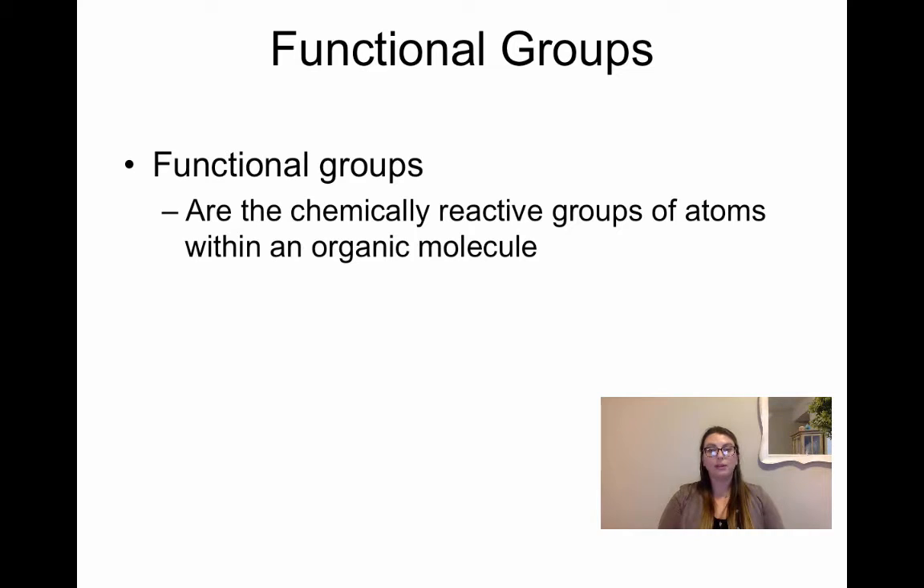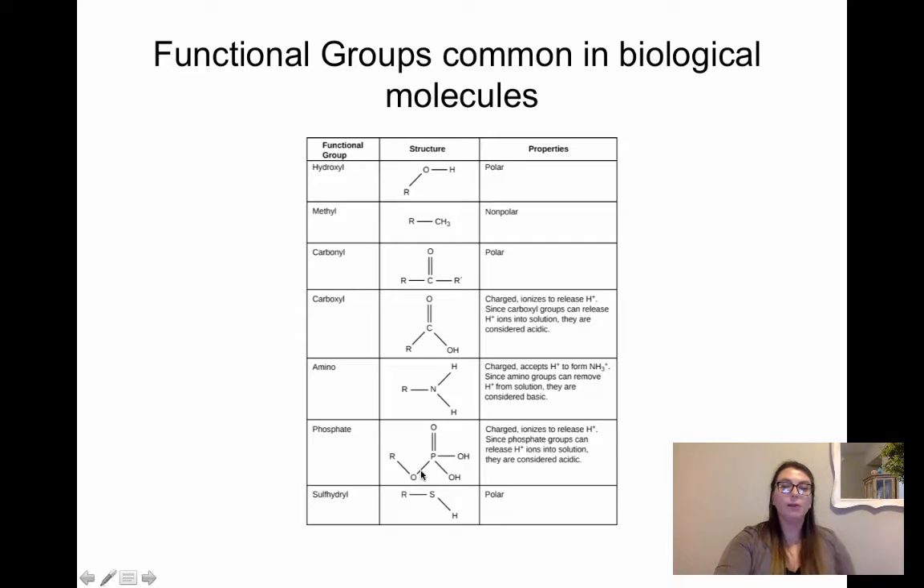So functional groups are chemically reactive groups of atoms within an organic molecule, and whenever you attach one to another compound or molecule, it will alter its behavior. So you need to be able to recognize the name, the structure, and the letter symbol of functional groups. Whenever you see an R, just know that that's any compound or molecule attached to the functional group.